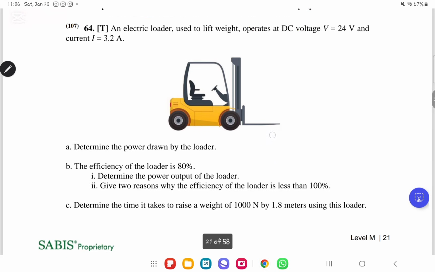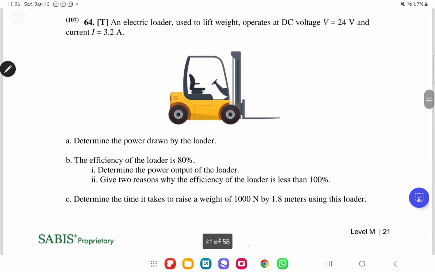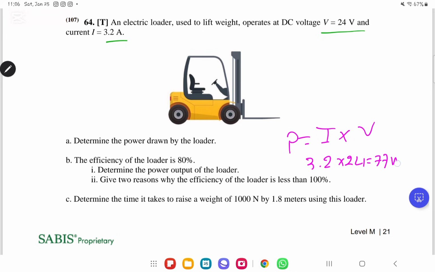Okay, so we move on to question number 64. An electric loader used to lift weight operates at DC voltage 24 volts and current 3.2 amperes. They need the power drawn by the loader. Very simply, we know that power is equal to the current I times the voltage V. So it's 3.2 times 24, which is 77 watts. Okay, this is part A.